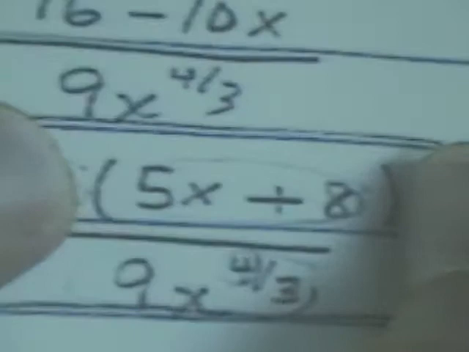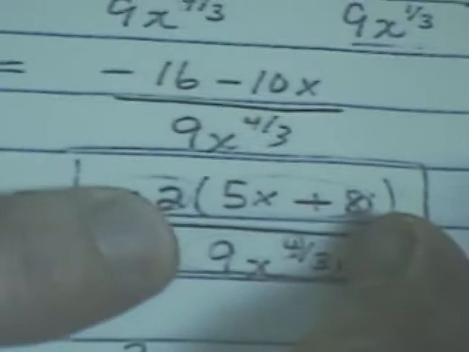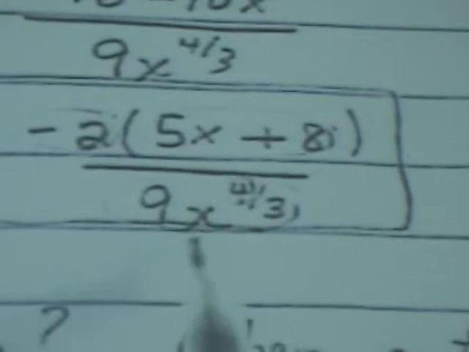Okay, so what if we choose something between negative 8/5 and 0? Like negative 1. Is this factor positive or negative? Positive, negative, positive. That's going to be negative, isn't it? Then you pick something to the right of 0, like 1. Positive, negative, positive. Isn't that also going to be negative?